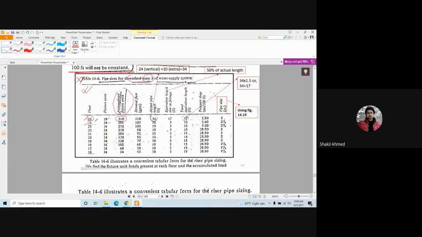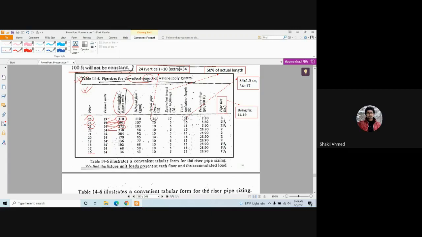In 24th floor, what would be that? 310 minus 19. That is 291. In 23rd floor, it will be 291 minus 34. That is 272. 291 minus 34 is 272. 310 minus 19 equals 291. 272 minus 34 equals 238. Is it clear? Yes, sir.